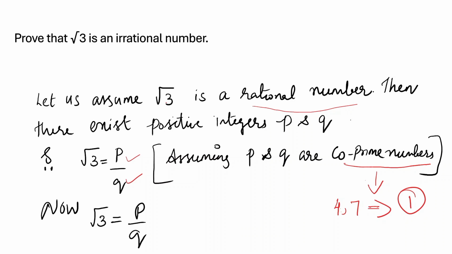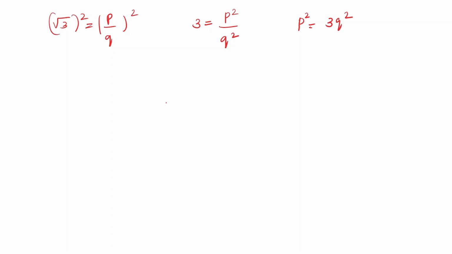Now root 3 equals p by q, you know. So we can square both sides, right? Root 3 squared and p by q squared. So you'll get 3 equals p square by q square. So p square equals 3q square. So p square equals 3q square means p square is a multiple of 3. If you multiply something with 3, you will get p square, right? So p also will be divisible by 3. P is also divisible by 3.